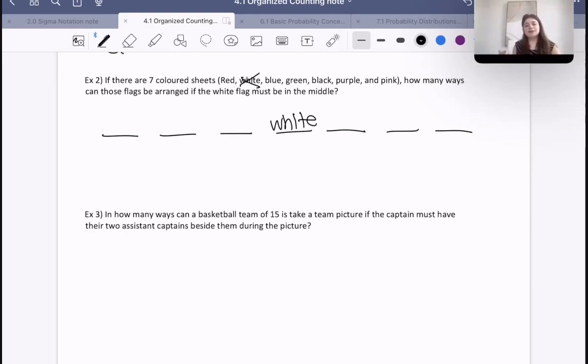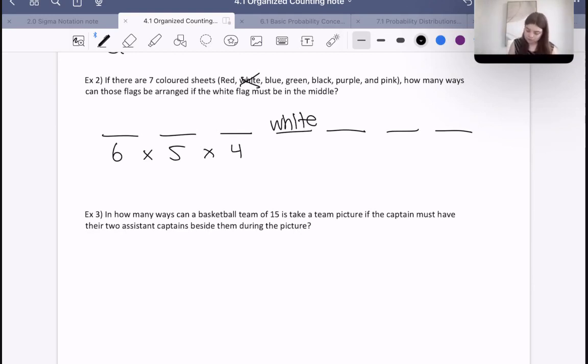So how many possibilities are there for the first colored sheet? Well, there are 6, right? Because it can't be white because white's already in the middle. But it could be red, blue, green, black, purple, or pink. So that's 6 possibilities. How many possibilities are there for the second one? Well, we can't use white, and we also can't use whatever colored sheet was already chosen for the first space, so there's only 5 left. How about for the third one? Well, there's only going to be 4 possibilities here because we can't use white, and we also can't use whatever the first and the second ones were chosen.